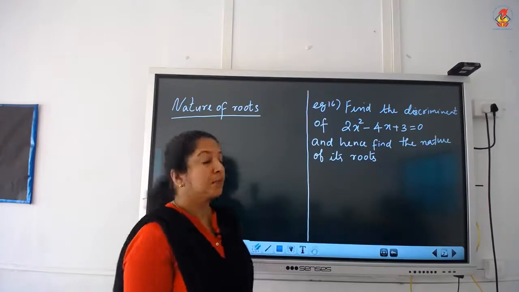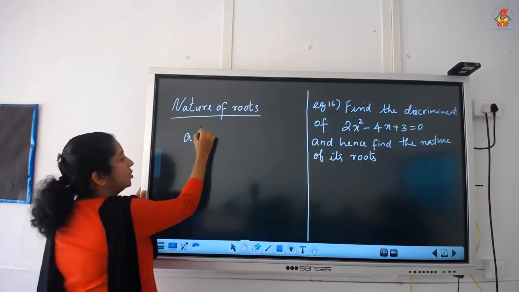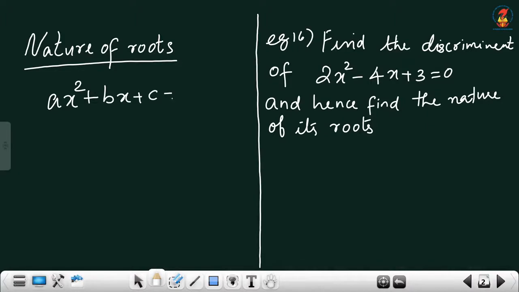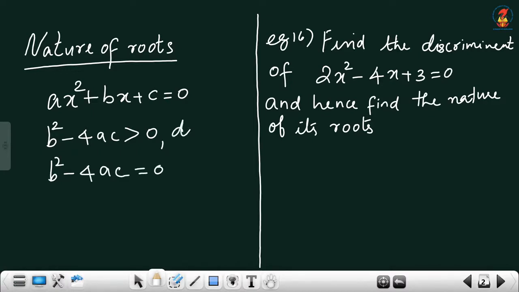Nature of roots. Consider a quadratic equation ax square plus bx plus c equal to 0. If b square minus 4ac is greater than 0, it has two distinct real roots. If b square minus 4ac is equal to 0, two real equal roots.